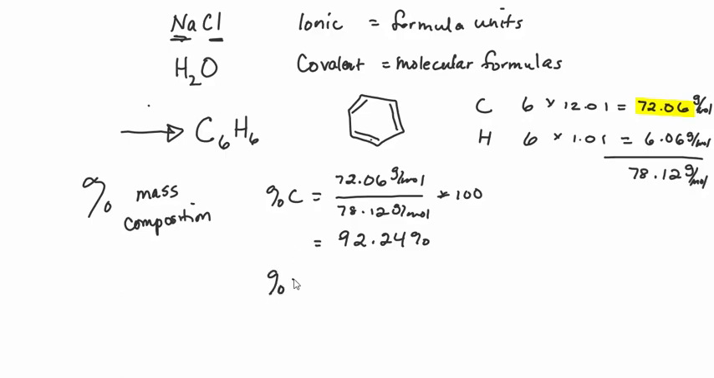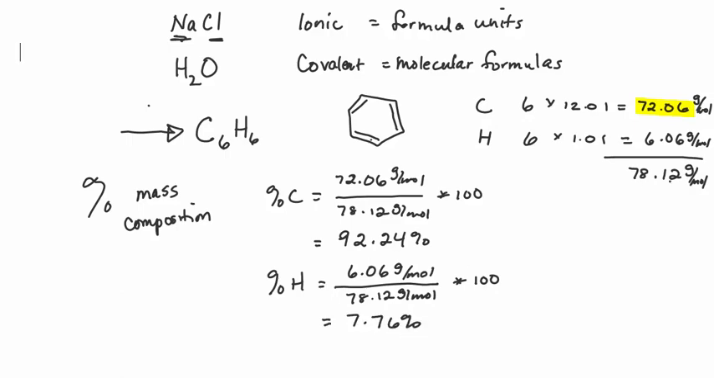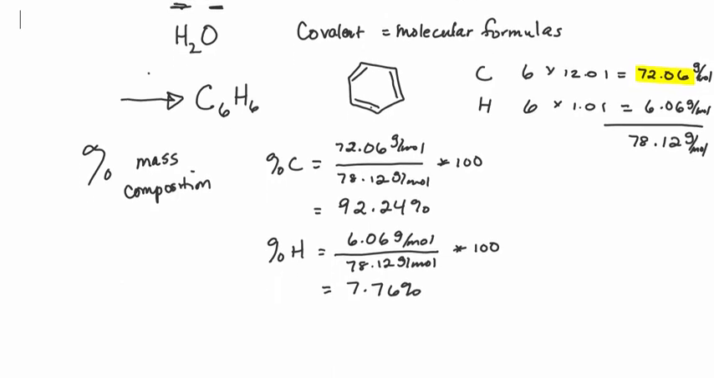Because the only other element in benzene is hydrogen, we could just take 100 and subtract 92.24% and find the percent hydrogen, but we really should go through the steps. So we take the mass that hydrogen contributes to the molecular formula, divide it by the molecular formula, multiply that by 100, and I happen to get a percent mass of 7.76%.